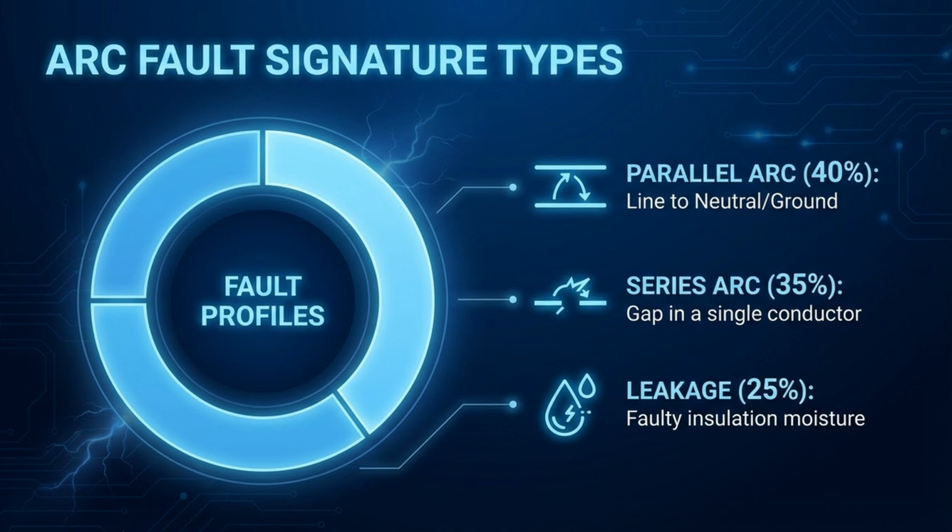Arc fault signature types fall into three fault profiles. Parallel arc accounts for 40% and is a line to neutral or ground fault. Series arc is 35% and involves a gap in a single conductor. Leakage is 25%, caused by faulty insulation or moisture.